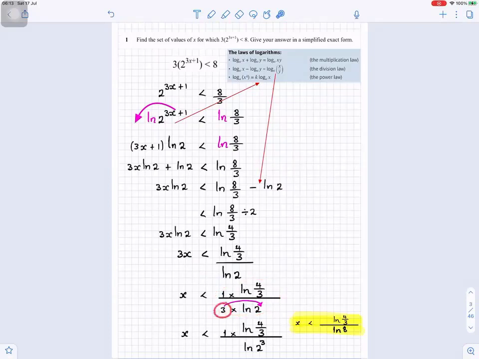And this 3 can go to the front using this power law. So it becomes ln 4 over 3 divided by ln 2 cubed. 2 cubed is 8. So it becomes x is less than ln 4 over 3 divided by ln 8.